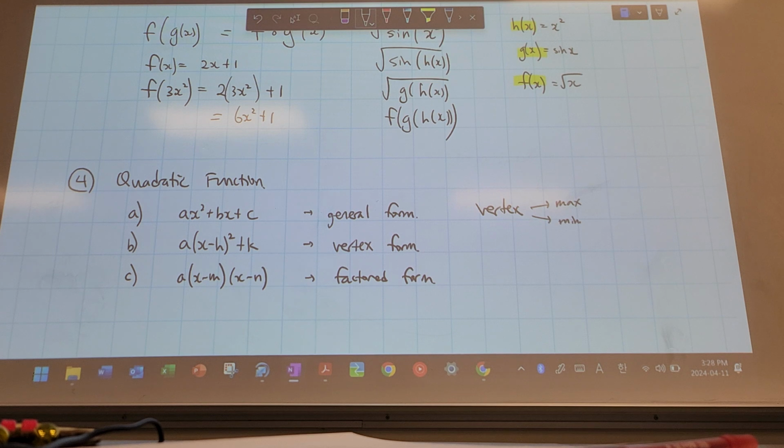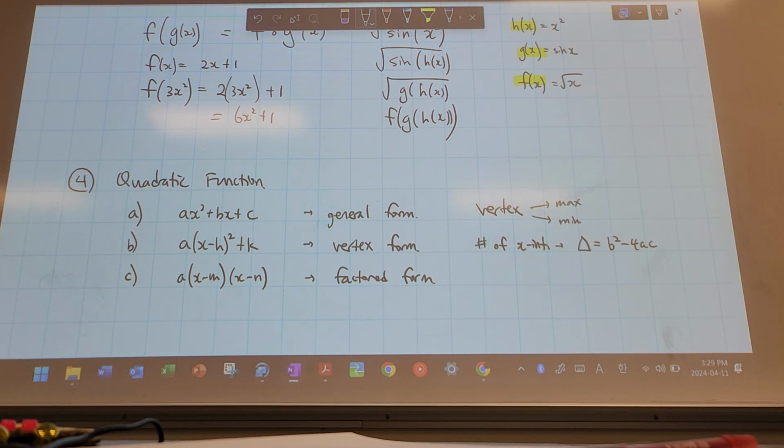Another characteristic is the number of x-intercepts. The number of x-intercepts is determined by looking at the discriminant. The discriminant is equal to b squared minus 4ac. You find the discriminant. The discriminant is underneath the square root, right?